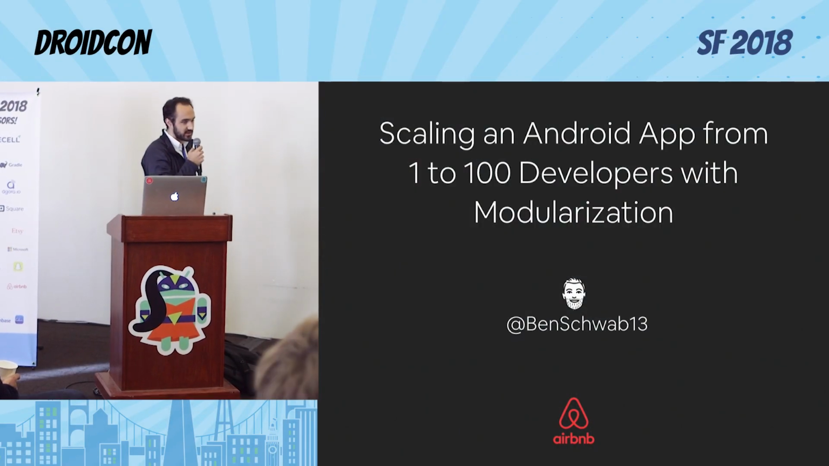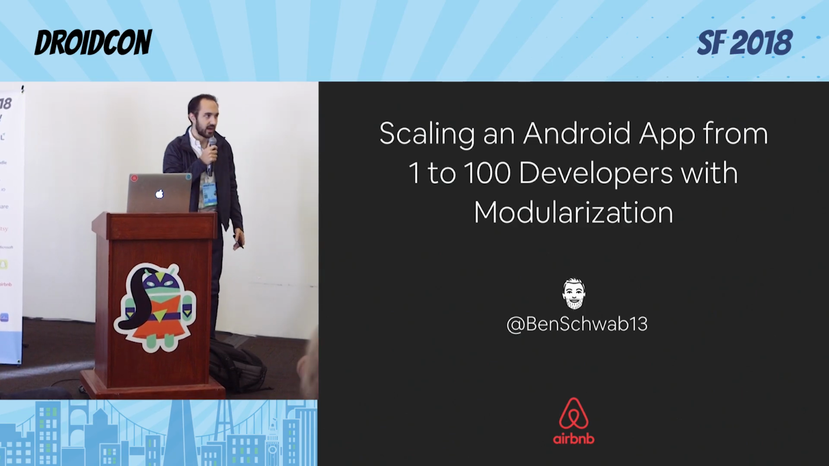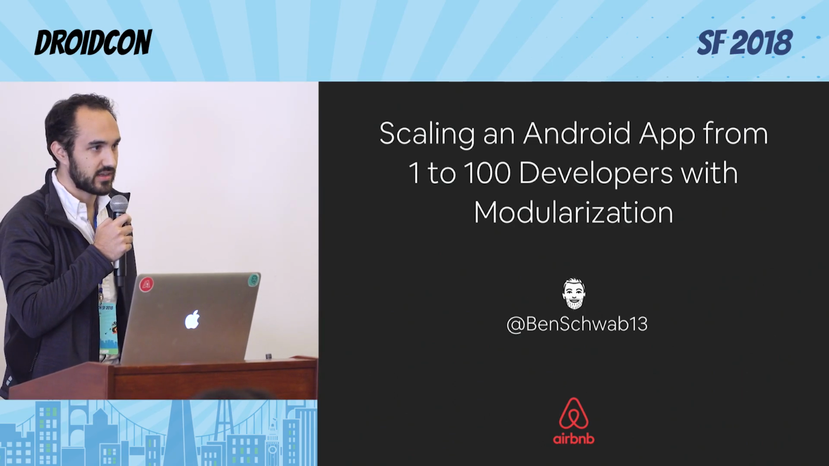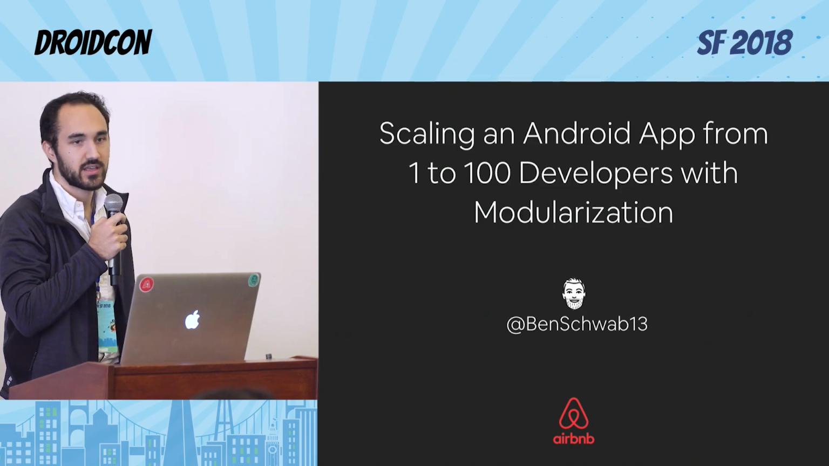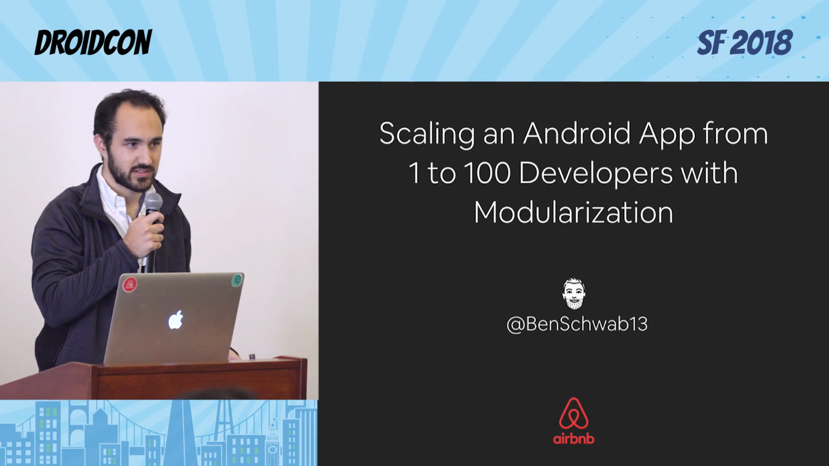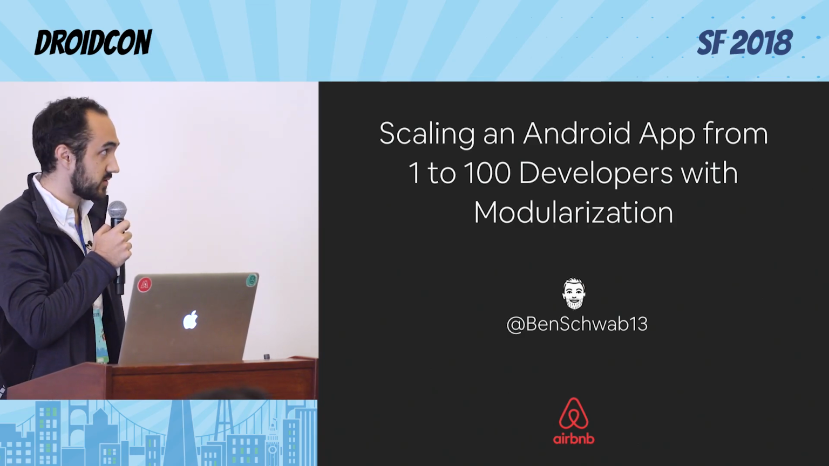I'm an Android engineer at Airbnb, and I work on the native infrastructure team. And today I'm going to be sharing our story of how Airbnb scaled from an application with just a couple of developers and a single module into one with over 200 modules and roughly on the order of a magnitude of 100 developers contributing to it this year.